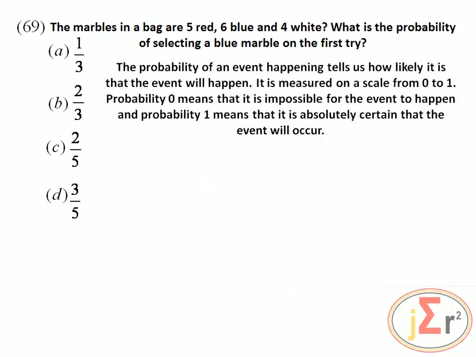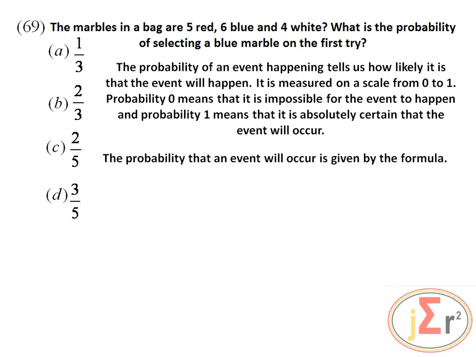The probability of an event happening tells us how likely it is that the event will happen. It is measured on a scale from 0 to 1. Probability 0 means that it is impossible for the event to happen. So if the probability is 0, the event will never happen. A probability 1 means that it is absolutely certain that the event will occur.